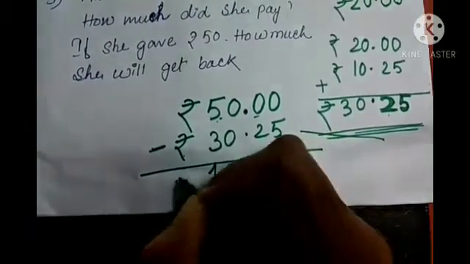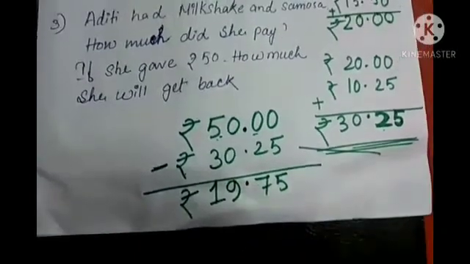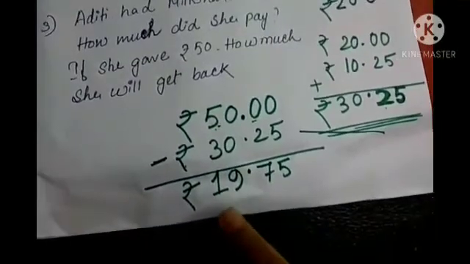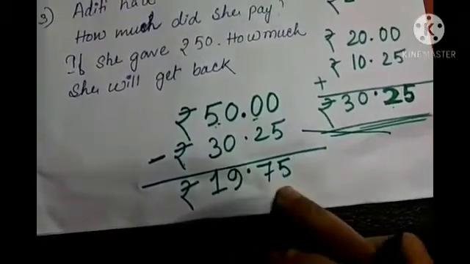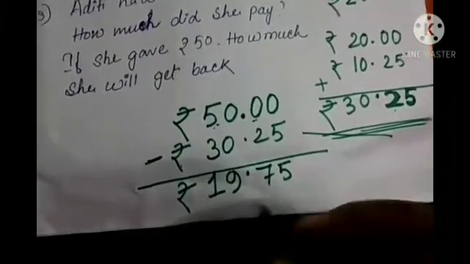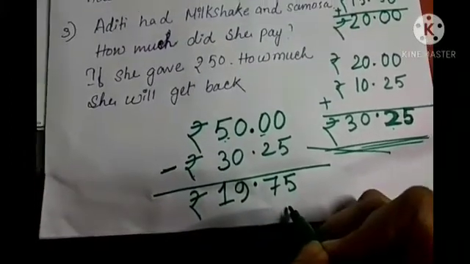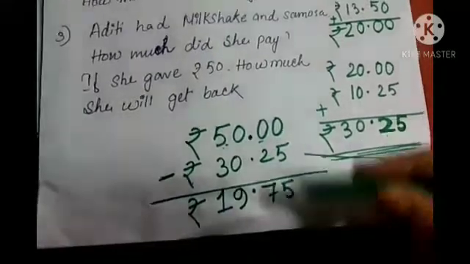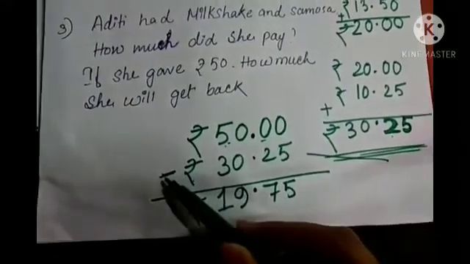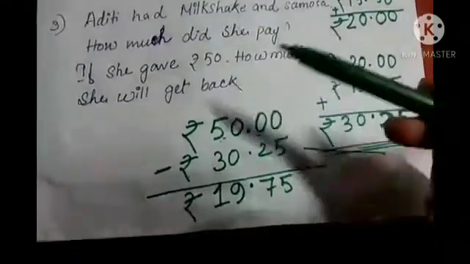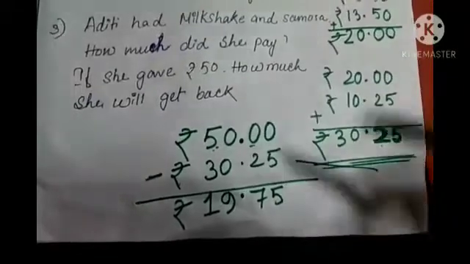1, right? So how much money will she get back? She will get back rupees 19.75 paise. Okay, 19 rupees 75 paise. So that means in this case you have to choose subtraction when the question asks how much she will get back or how much you will get back.